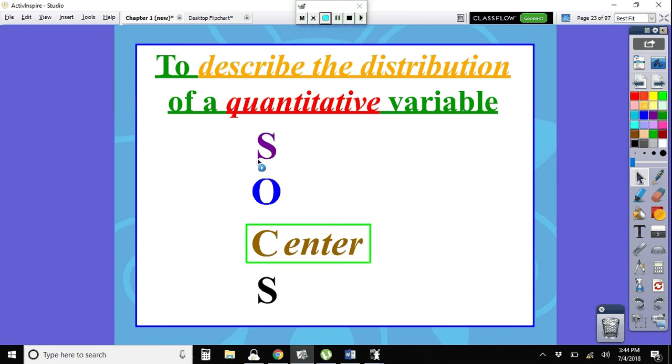Now, I use an acronym called SOCS, and it's a pretty common acronym with many statistics courses. And we're actually going to start on the tail end of SOCS. We're going to talk about the first S and the O here in the next video. And we're going to talk about really the common things that you guys would probably know more about than anything. So first we're going to start with C of SOCS, the center of the distribution.